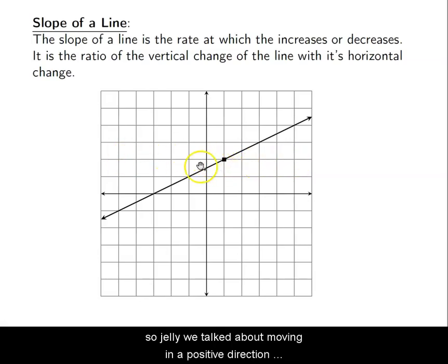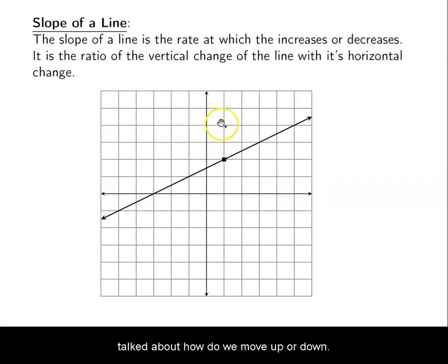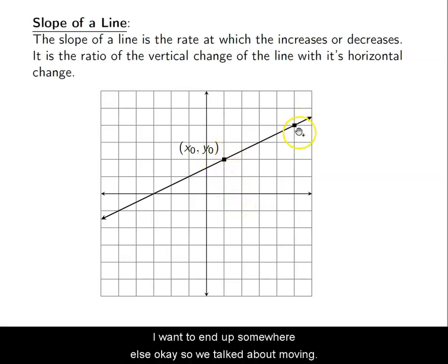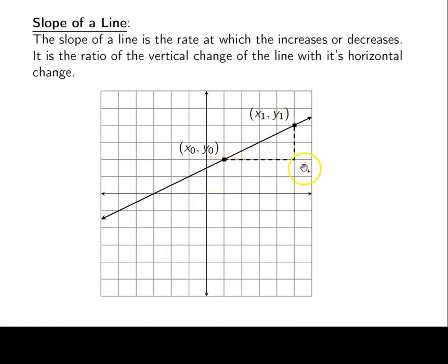Generally we talk about moving in the positive direction, going from negative to positive. So we talk about how we move up or down as we move forward in the positive direction. Start with a point x naught, y naught. I want to end up somewhere else. So we talk about moving left and right and up or down. Generally we only talk about moving to the right, and then how much we have to move up or how much we have to move down as we are moving in the forward direction.